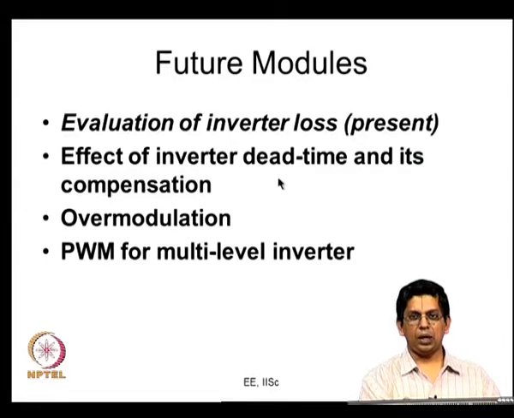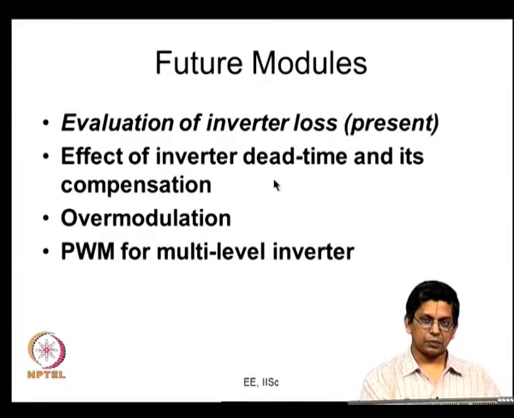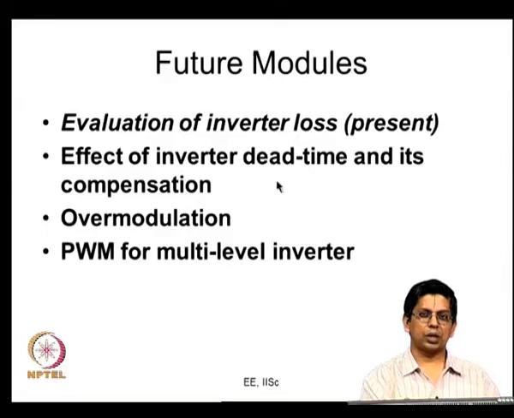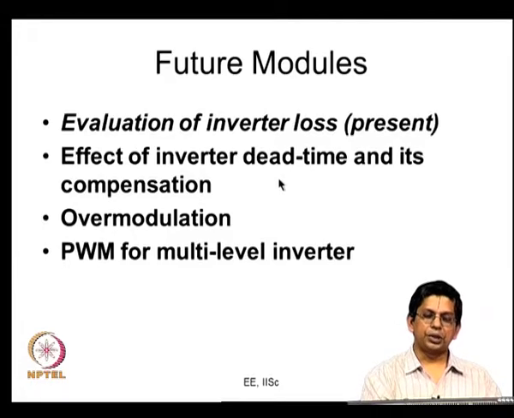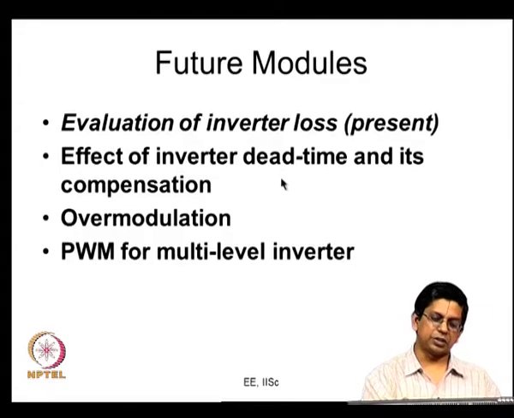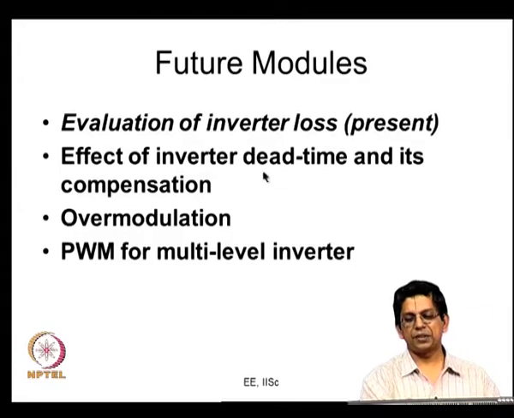So one leg is turned off, one device is turned off and the other device is turned on. Now since there is a small possibility that both of them could conduct concurrently, because it takes some finite amount of time for the devices to turn on or turn off, what we do is we first turn off the device in one leg.